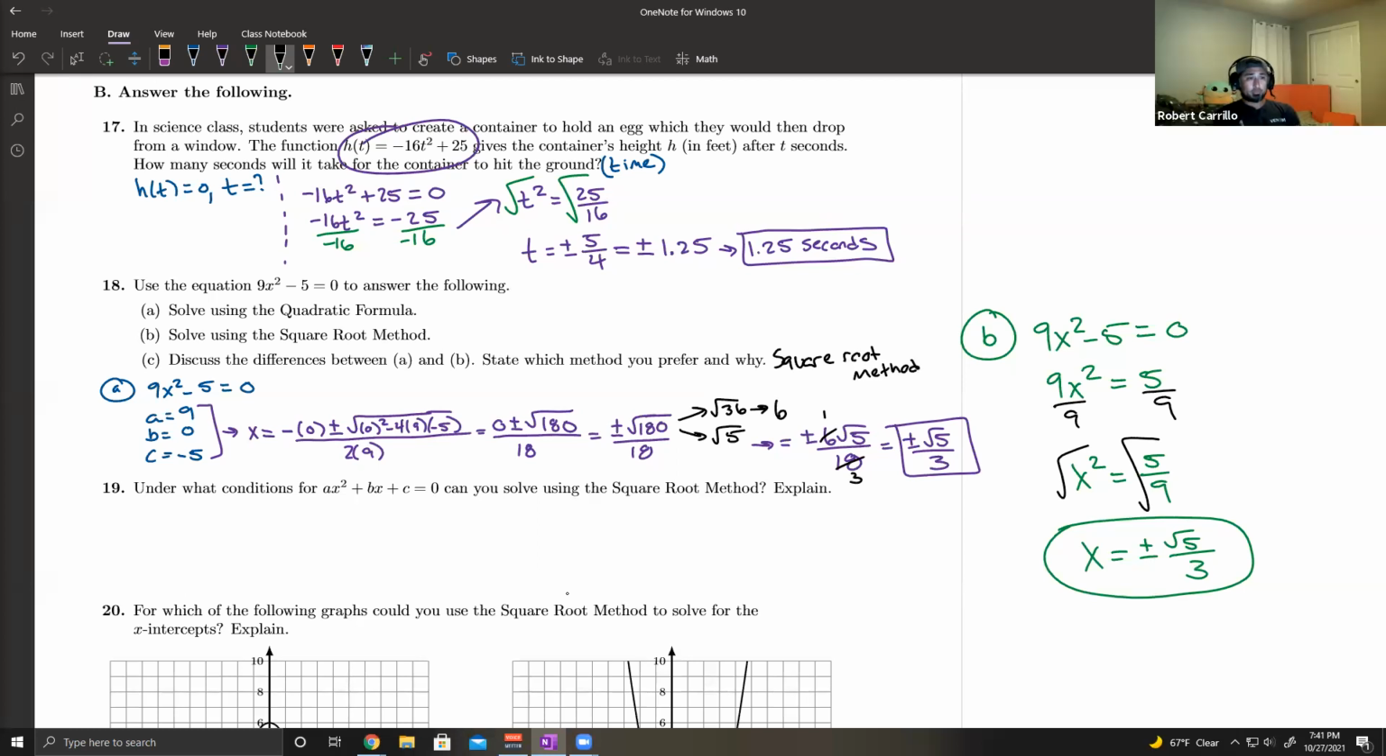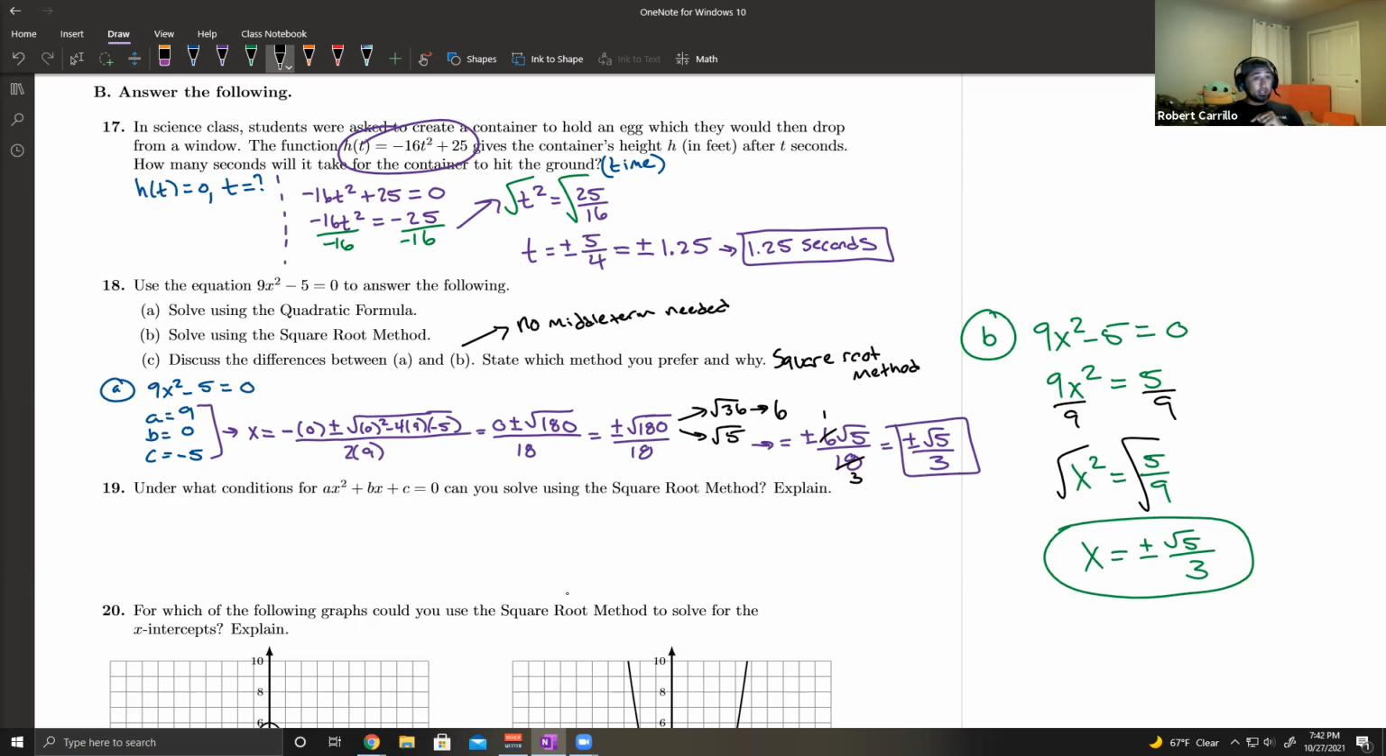Okay. The difference is there's no middle term or b value needed. I'll just say no middle term needed. Okay, which will help us answer 19.